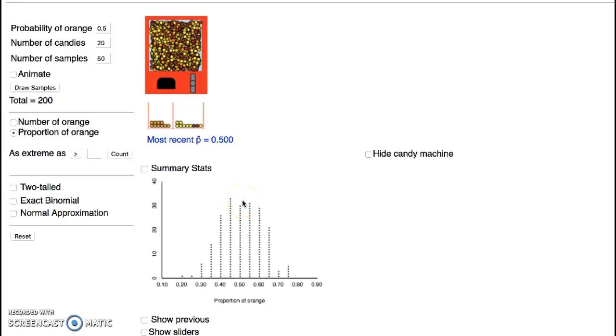Hello Math 152 students. In this video, we'll take a look at wrapping up the Reese's Pieces example and then getting to our formulas and some StatCrunch in 8.2.